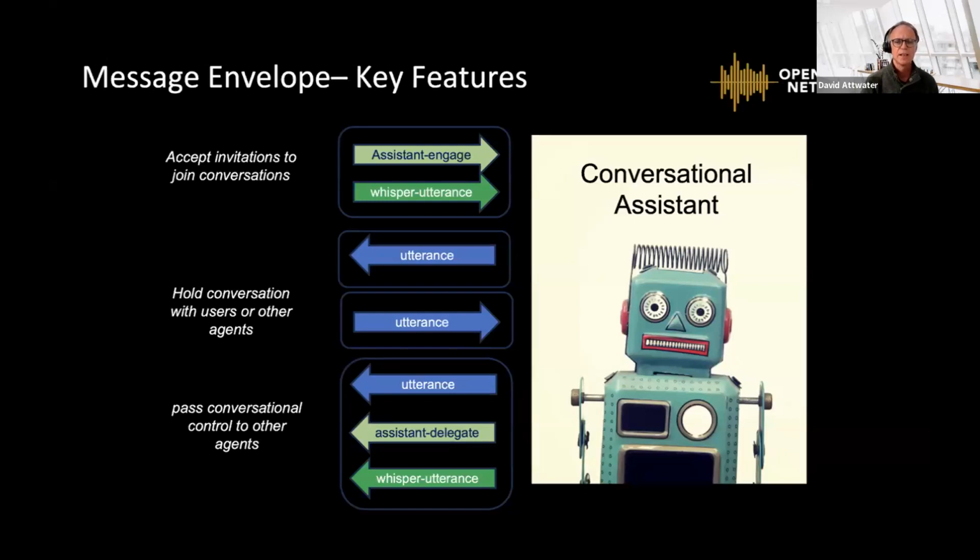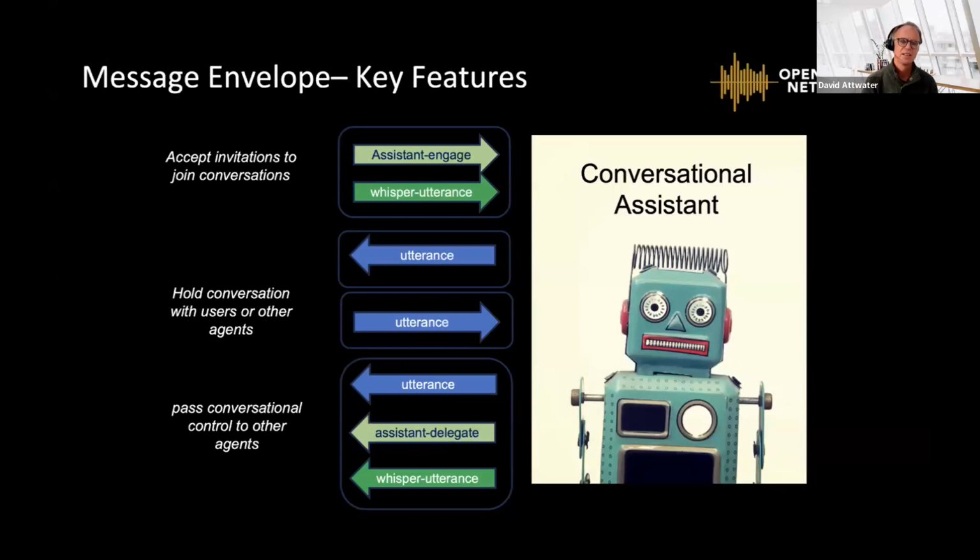So in order to achieve that, we have at the moment 4 basic message types. We have the assistant engaged message, which is essentially an invite to join in with a conversation. We have the whisper utterance, which is like an ordinary utterance, but it's actually a back channel between one agent and another, whispering what it is that is required of it at this moment. So, for example, could you please do this? Or the user just said that. So it's a way of essentially passing immediate task requests from one agent to another in the transfer of control.